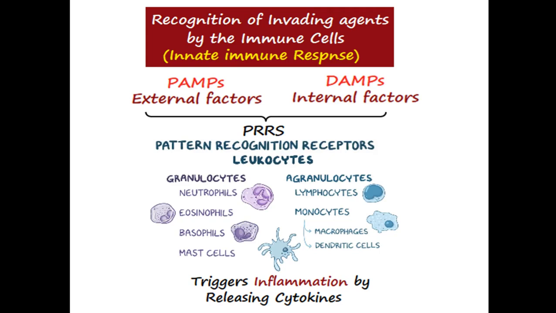So we conclude that these inflammatory cells recognize the external factors or microorganisms through the pathogen associated molecular patterns, and they recognize the internal factors from the dead tissue or necrotic tissue through damage associated molecular patterns, and these two, the PAMs and DAMs, interact with the pathogen recognition receptors present in the inflammatory cells to initiate the process of inflammation.